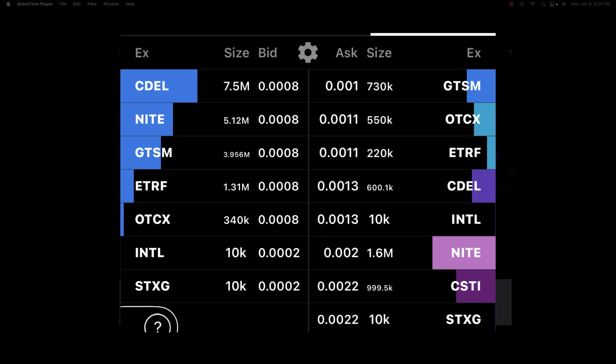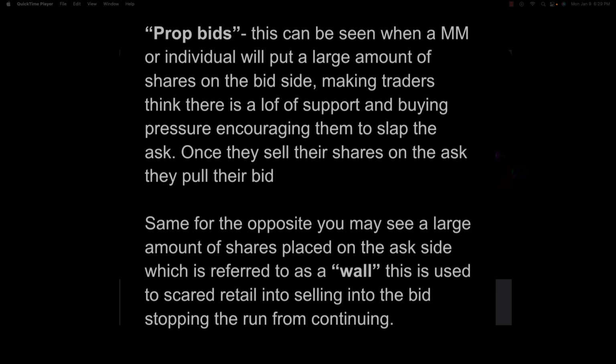Same thing can go on the other side. If you've ever heard someone talk about they have a wall at a certain number, most likely market makers are trying to encourage people to sell. If they see that there's a large amount of shares on the ask, they might think that most likely it's not going to go past that size, and they're either going to put their shares underneath where the ask is, otherwise they might sell into the bid, therefore stopping a run from happening.